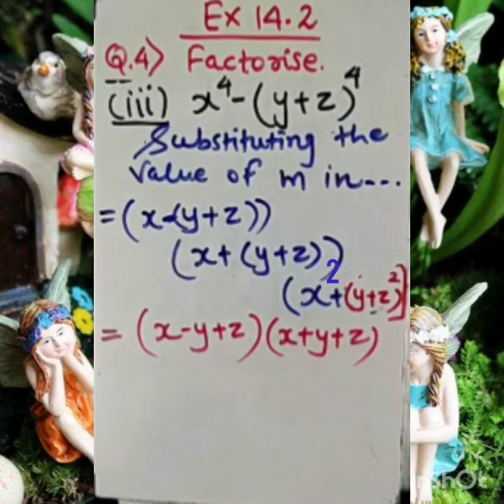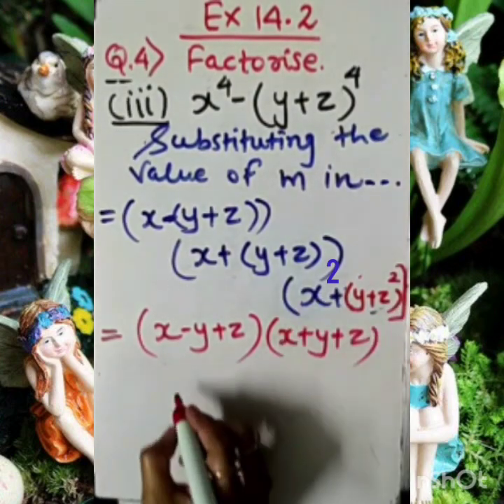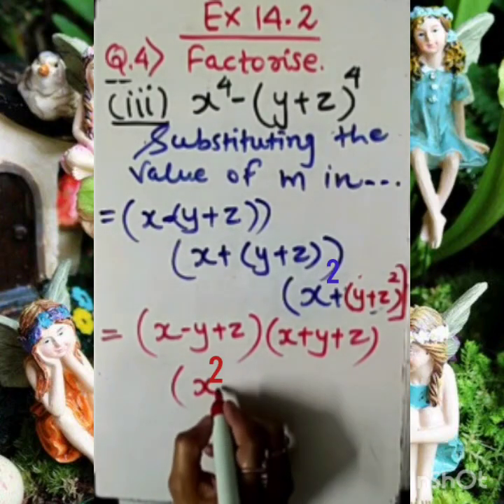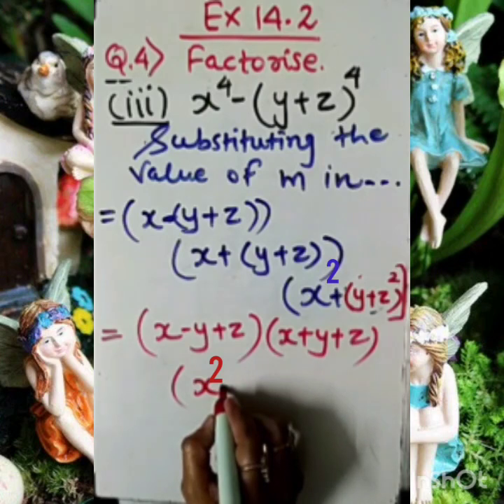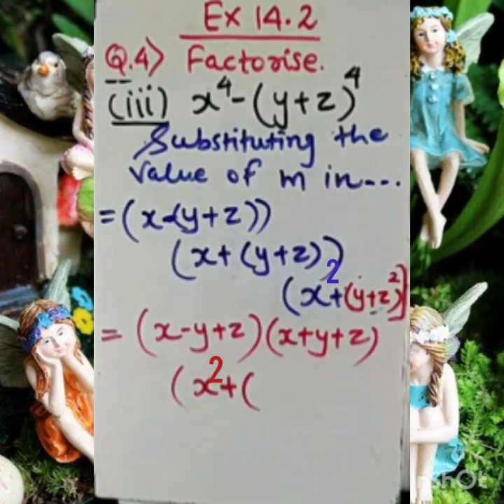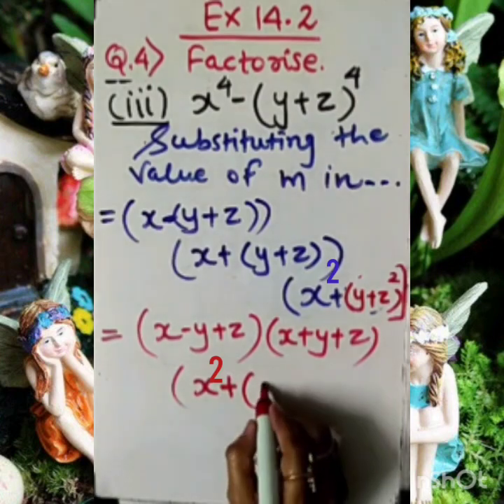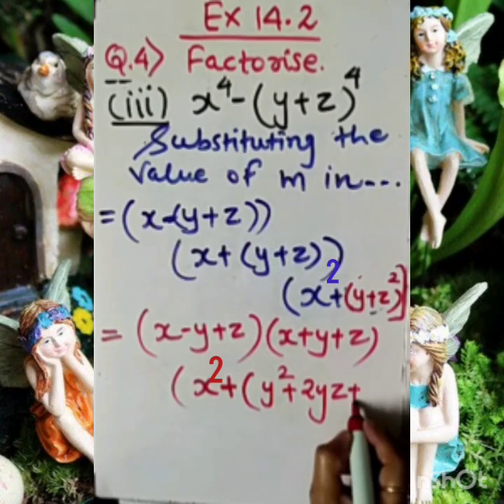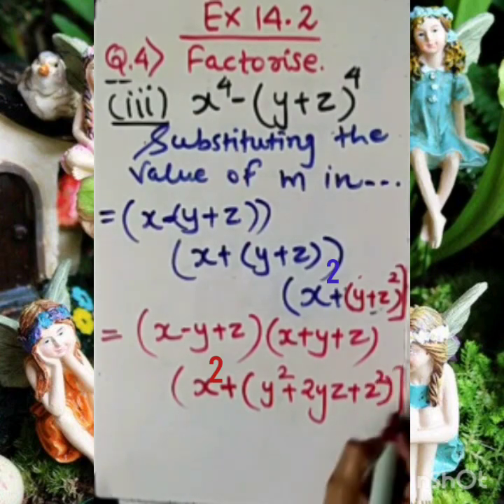In another bracket, what to do with this? You can see here, x is already there. So in such a case, what should I do? Here it is x plus, how to move with this, y plus z whole square, that is y square plus 2yz plus z square. Okay.